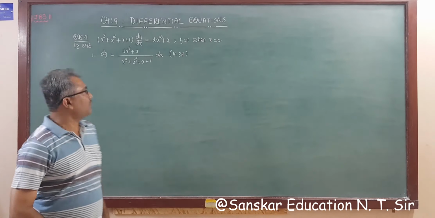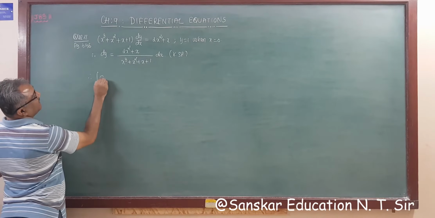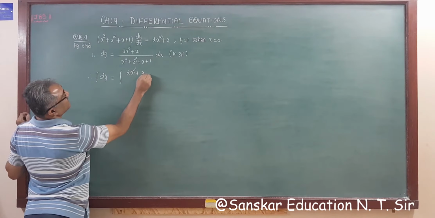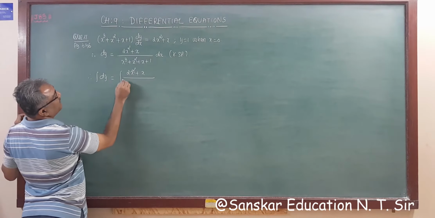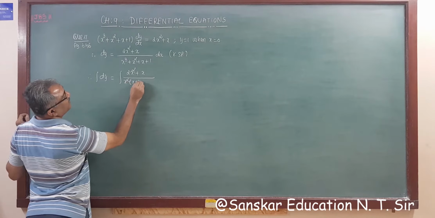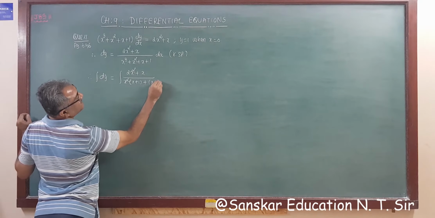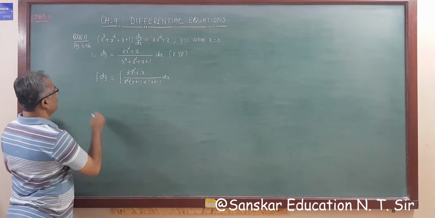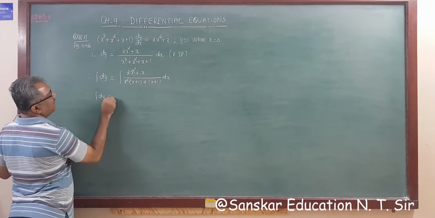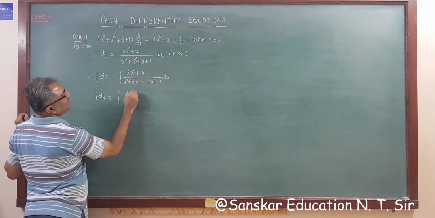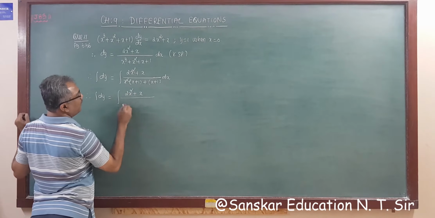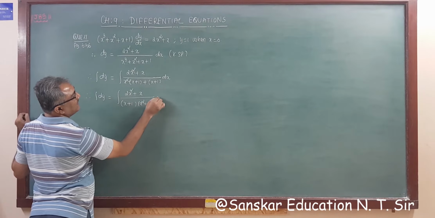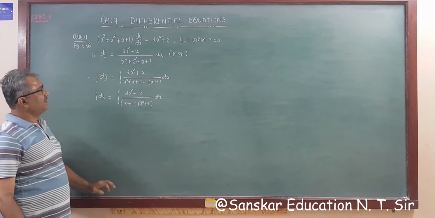So now what to do? Integrating, integration dy is equal to integration of 2x square plus x. Now I am taking x square common from here, so this is x square into x plus 1 plus x plus 1 dx, right? So now x plus 1 is common, so integration dy is equal to 2x square plus x whole upon x plus 1 into x square plus 1 dx, right?